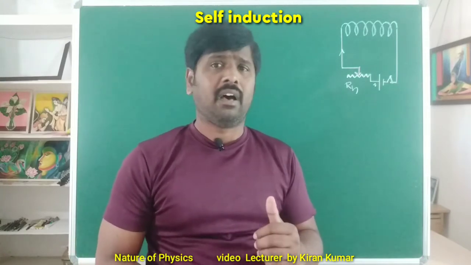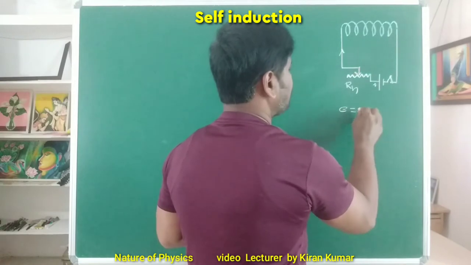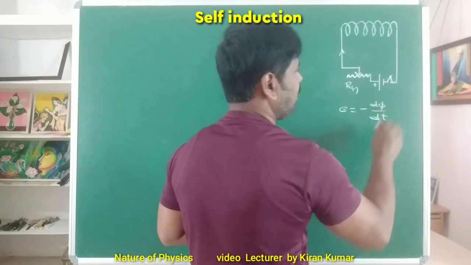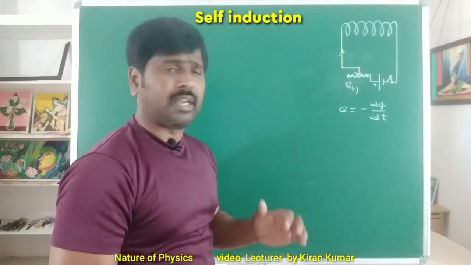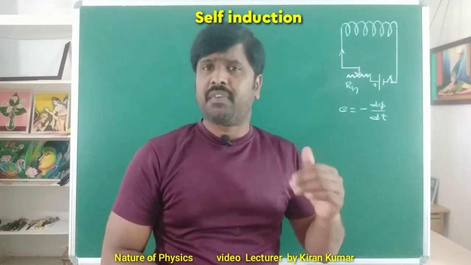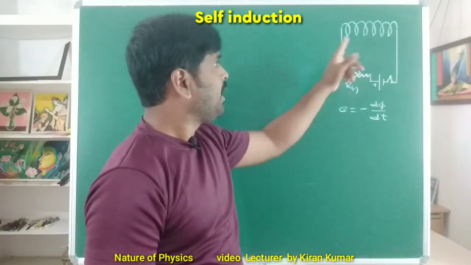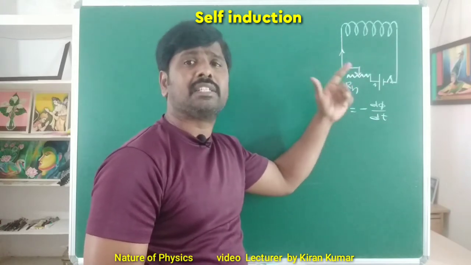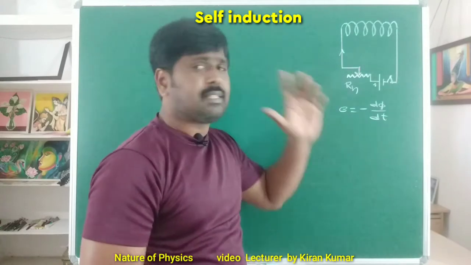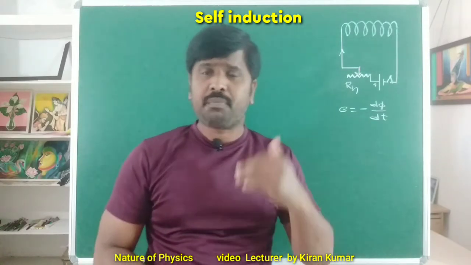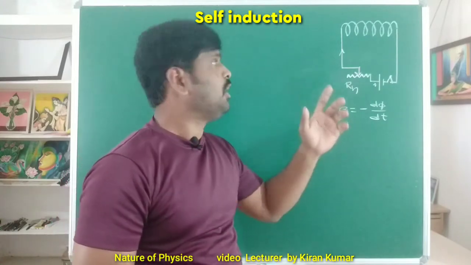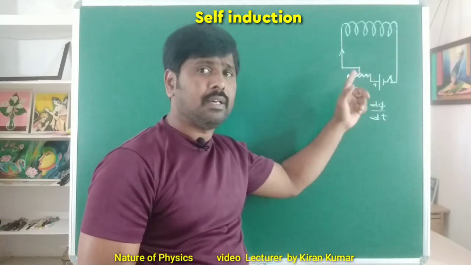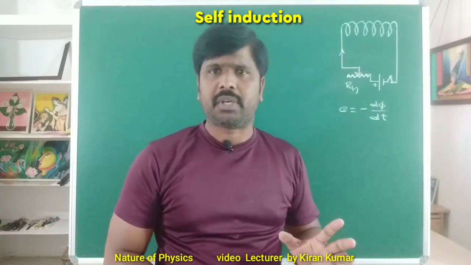According to Faraday's second law, the induced EMF is equal to the negative rate of change of magnetic flux, where phi is the magnetic flux. Self-induction is the phenomenon of production of induced EMF in a coil due to a change in the current flowing in its own coil.